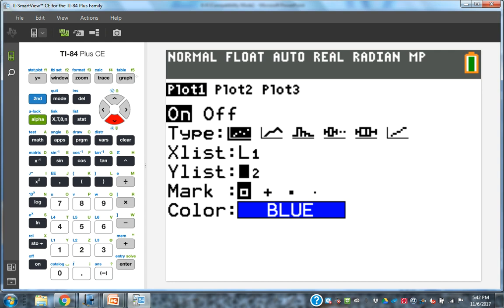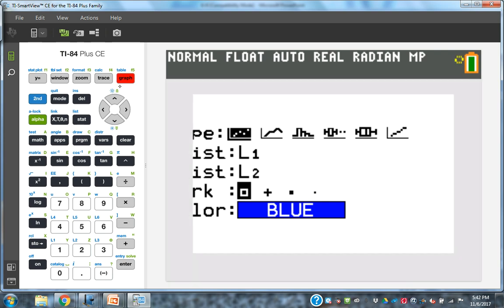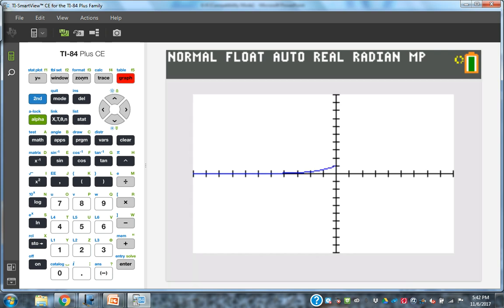If for some reason your X list is not L1 or your Y list is not L2, to change it, you hit second and then number 1 to make that L1, and then second, number 2 to make that L2. That's what they should be. Okay. If you've got the 83, then you don't have to tell it anything. It'll automatically have those set. It defaults to those. It doesn't have as many options as the 84 does. Once you've done that, hit Graph, and then I'm going to hit Zoom Stat.